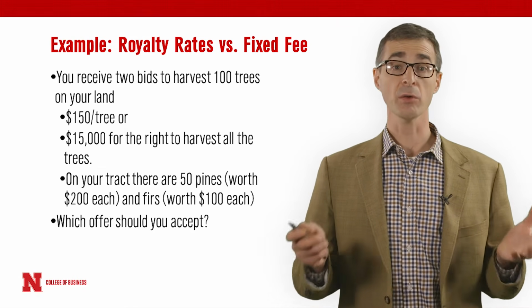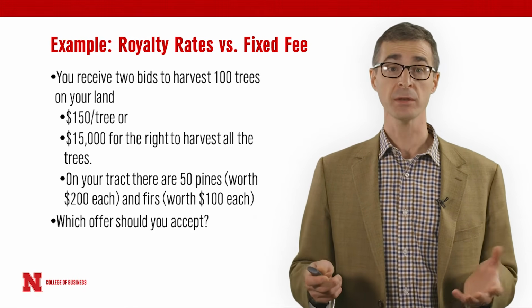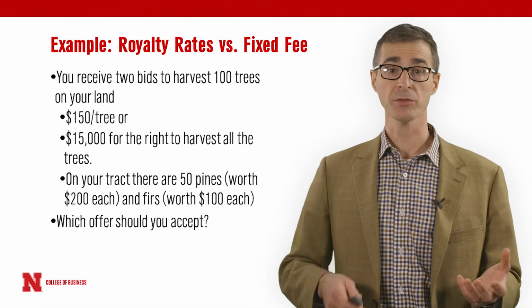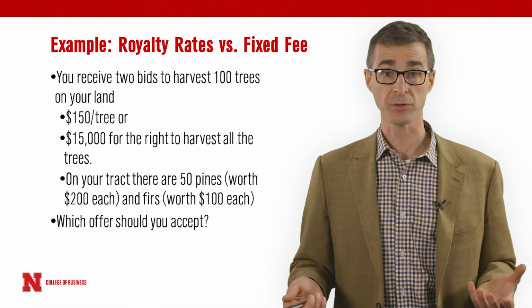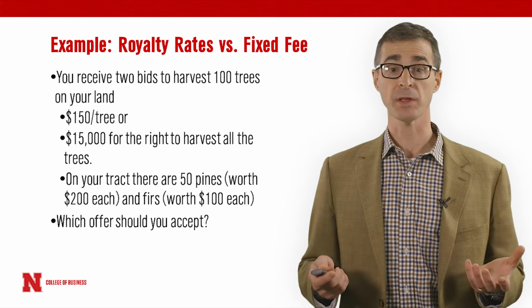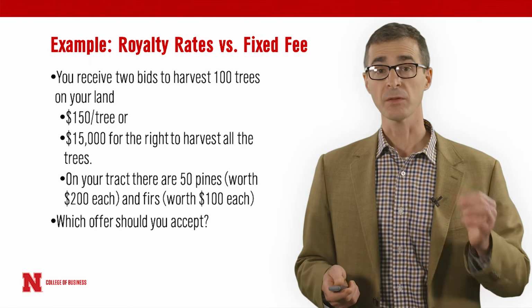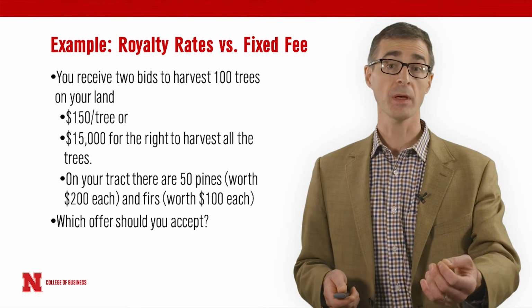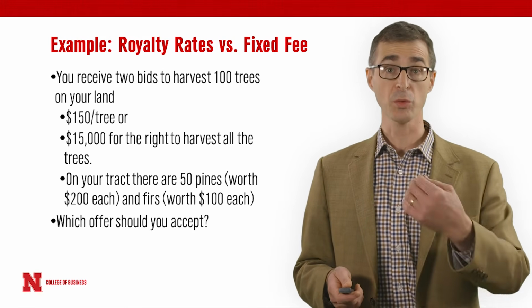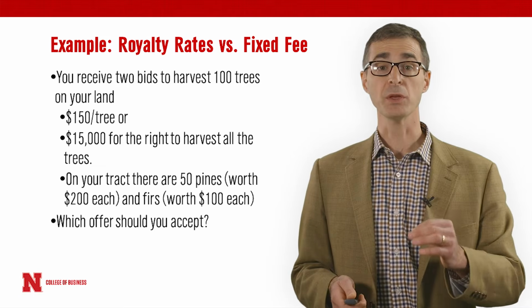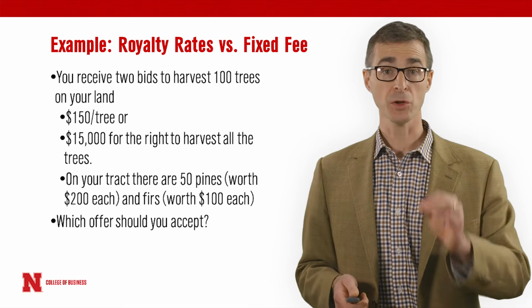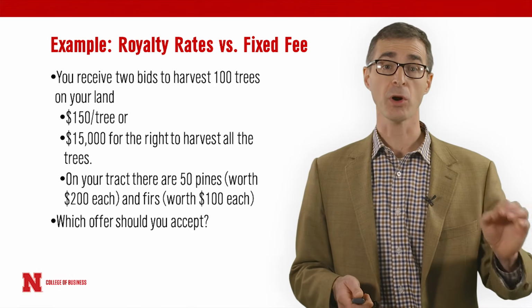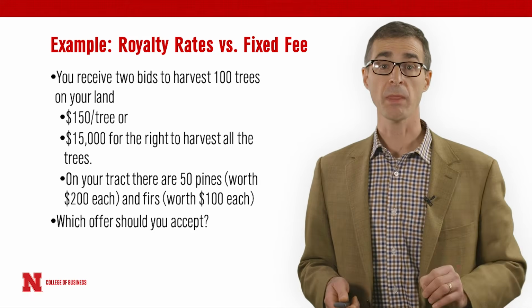So if we take the total value of all the trees combined, the 50 pine trees are worth $10,000, 50 fir trees are worth $5,000. Total value there is $15,000. Now consider these two bids and ask yourself the question, if you were on the side of this transaction where you were the bidder, what would be your incremental or marginal cost and your incremental or marginal revenue if you won the bid?